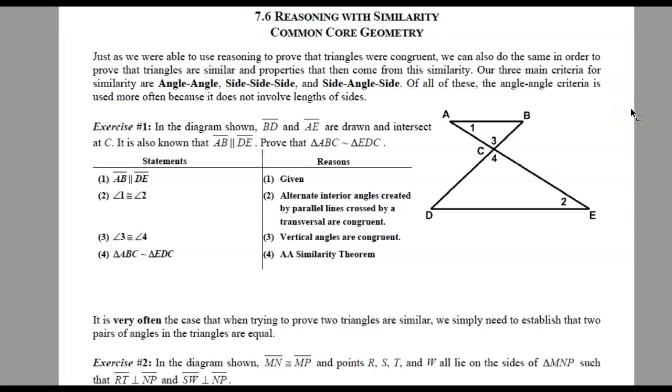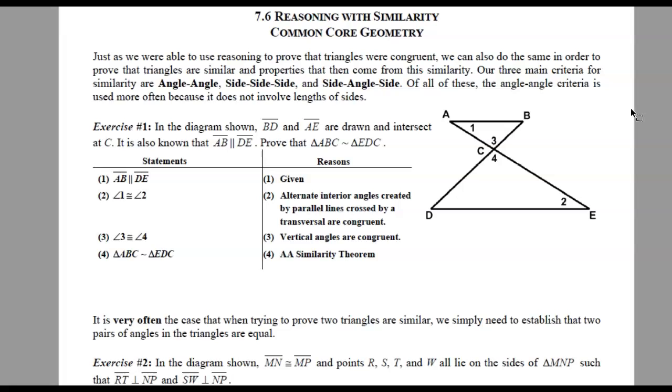All right, so looking further at similarity and the criteria that's involved with angle-angle, side-side-side, and side-angle-side, we're looking at a couple of basic proofs with this in this section. So in exercise 1, the diagram is showing AE and BD intersecting at point C, and it's also telling us as a given that AB is parallel to DE, so we can prove that the two triangles are similar.